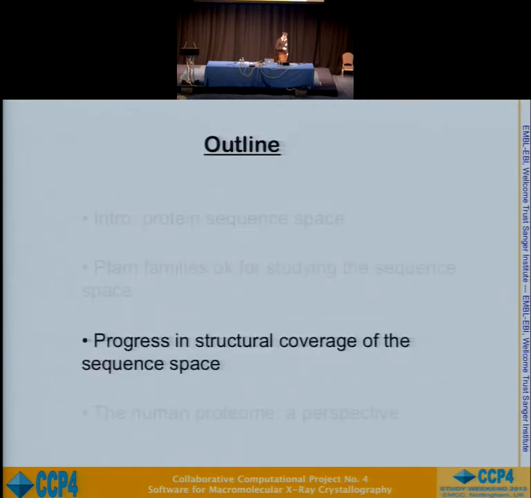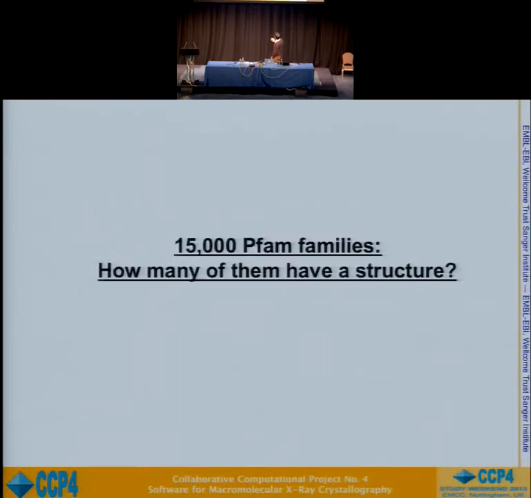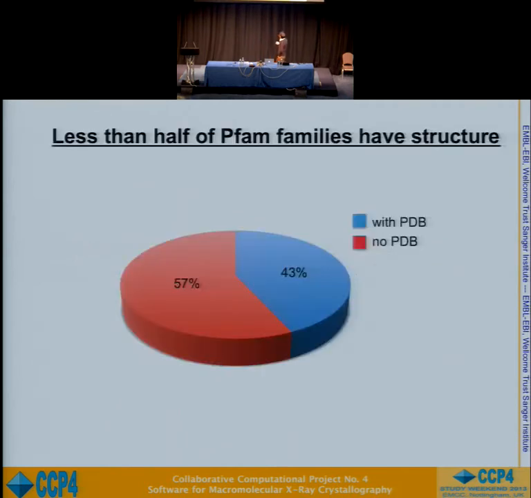Okay, so now, what is the progress in structural coverage of the sequence space? The first question we want to ask is, we have 15,000 Pfam families. How many of them have a structure, have a structural representative? The answer is the blue one. So it's 43%. 43% have a PDB representative. 57% have no PDB representative. So it doesn't look that great. There's more than 50% of the families that we still have to cover. So quite a long way to go.